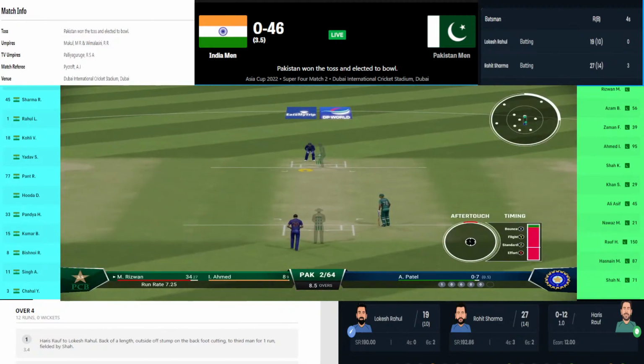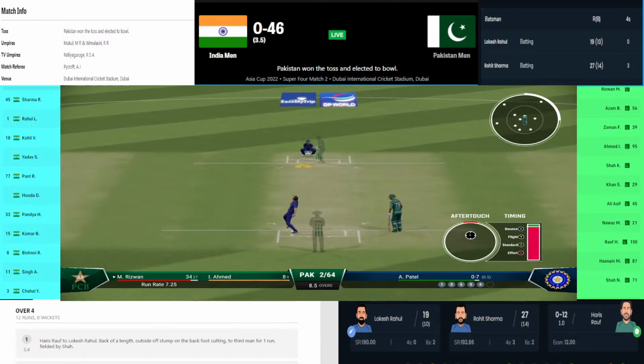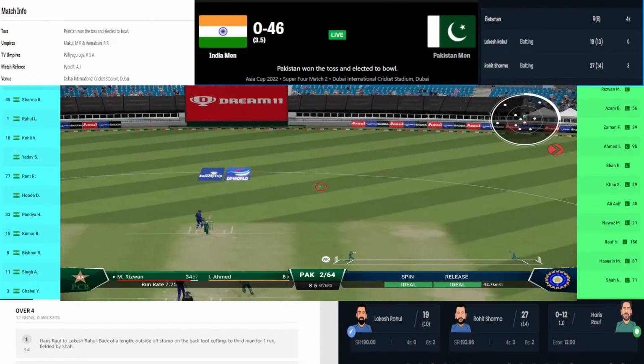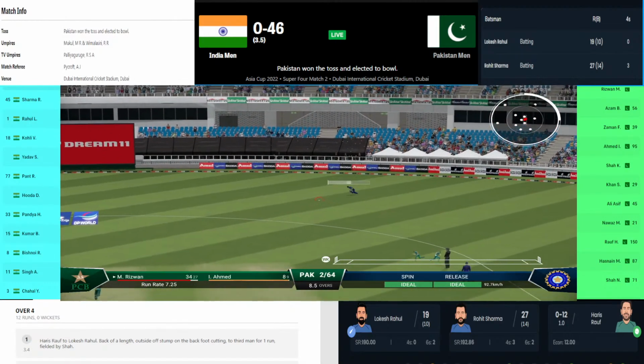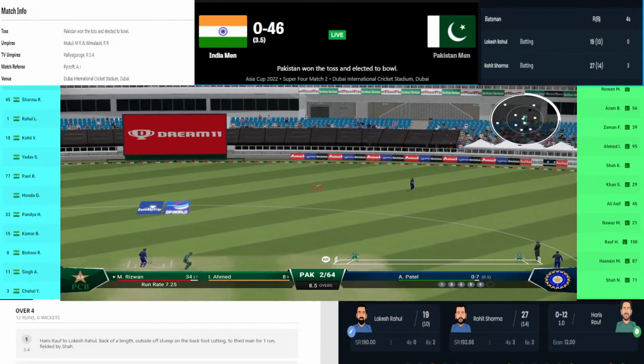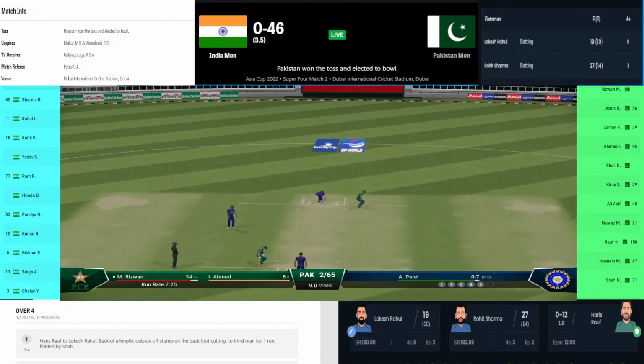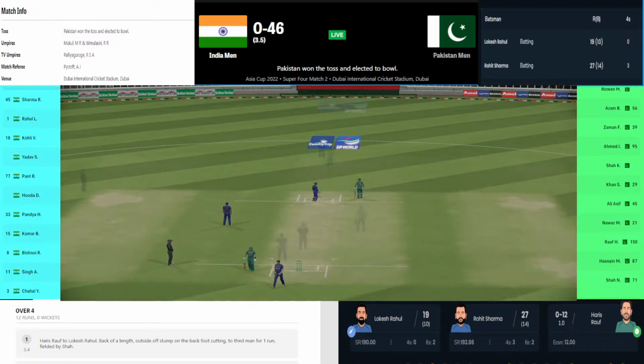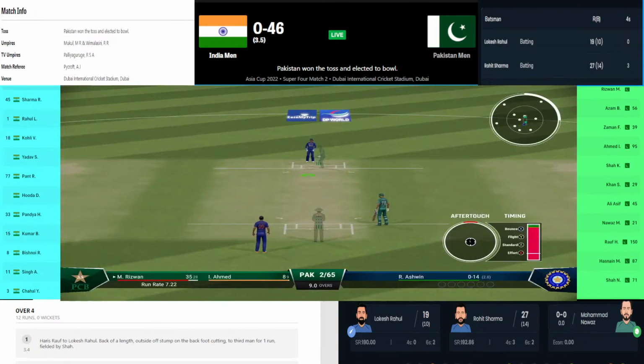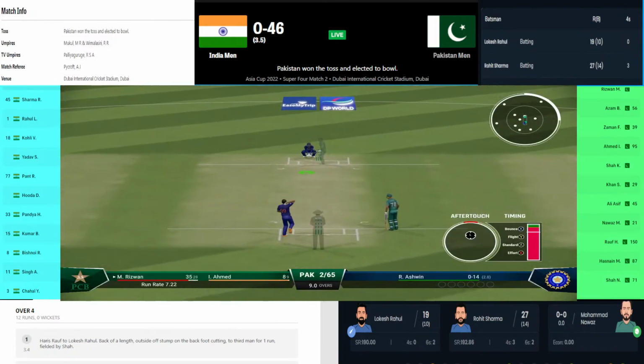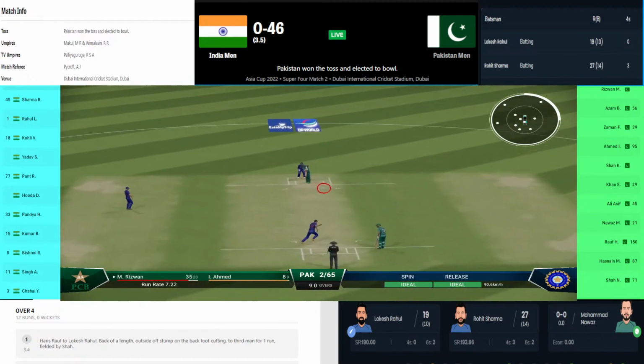46 without loss after 3.5 overs. Haris Rauf will be bowling the last delivery of the 4th over to Rohit Sharma. Here he goes, Haris Rauf to Rohit Sharma. This time another shot, a slower delivery. Rohit Sharma tries to take the single, but KL Rahul refuses that single, and that was a good decision. I think it could have been a run out.